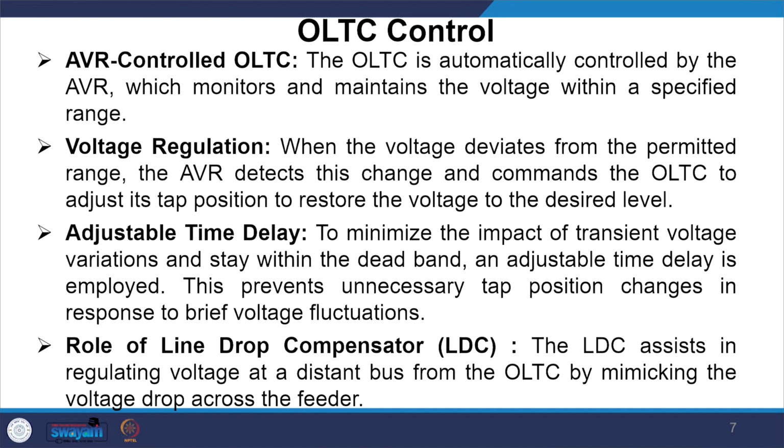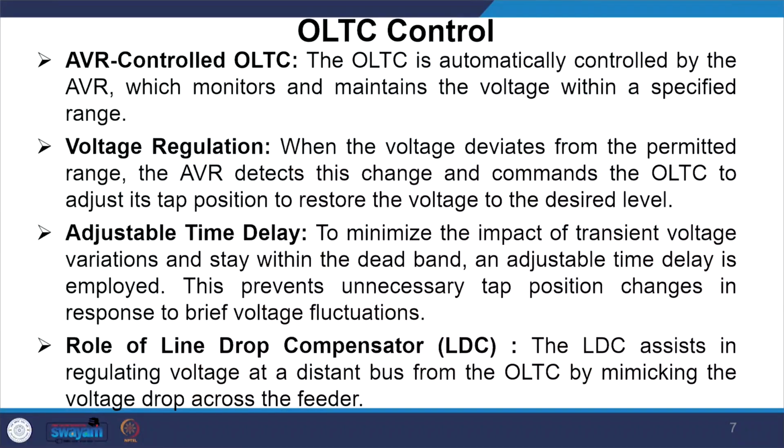To minimize the impact of transient voltage variations and stay within the deadband, an adjustable time delay is employed. This prevents unnecessary tap position changes in response to brief voltage fluctuations. Imagine you experience a spike or a sudden voltage change at a given point of time, and it is not going to stay for quite a long time. Then you need not force your OLTC to react under the circumstances. If it stays for a long time, then the signal can come to the OLTC to react accordingly.